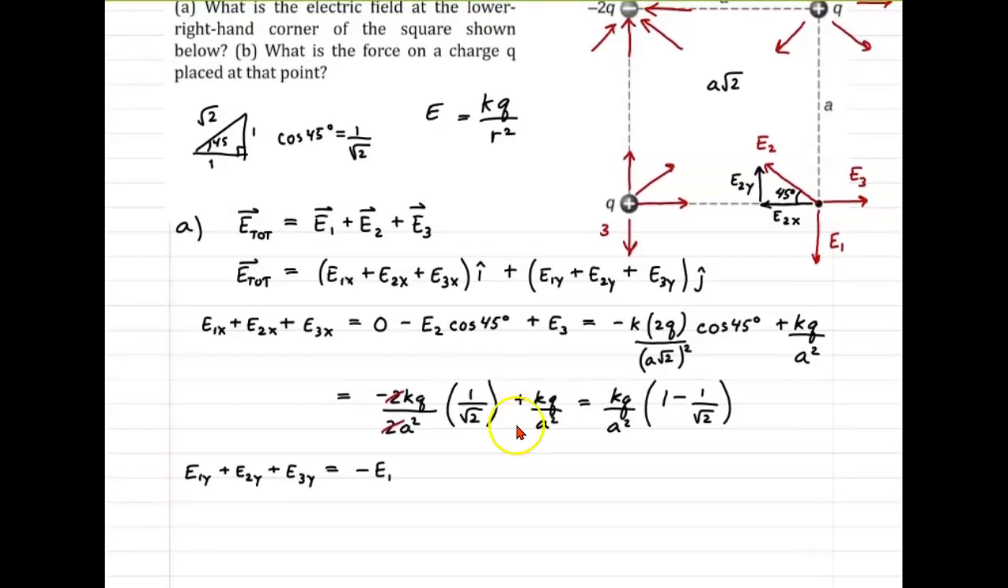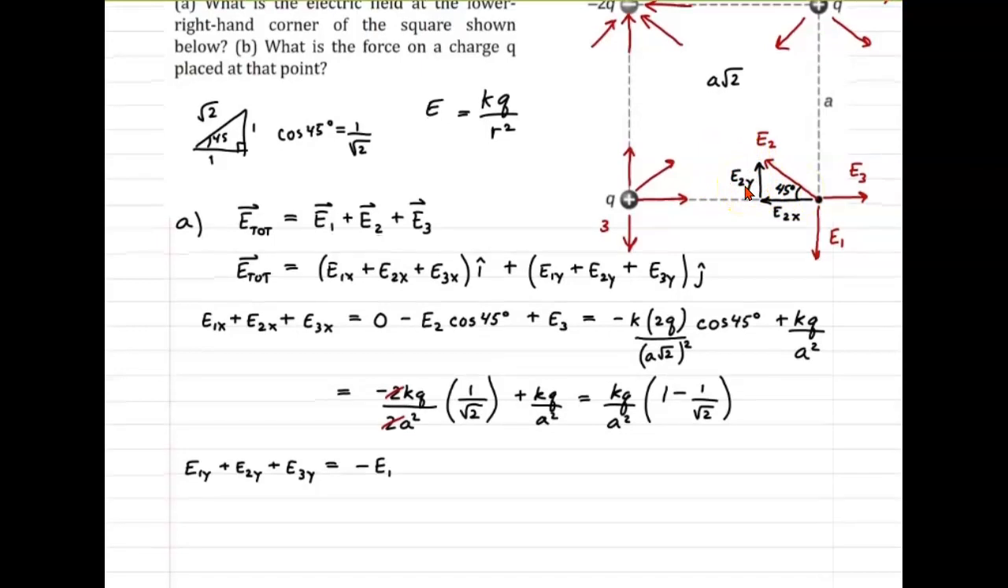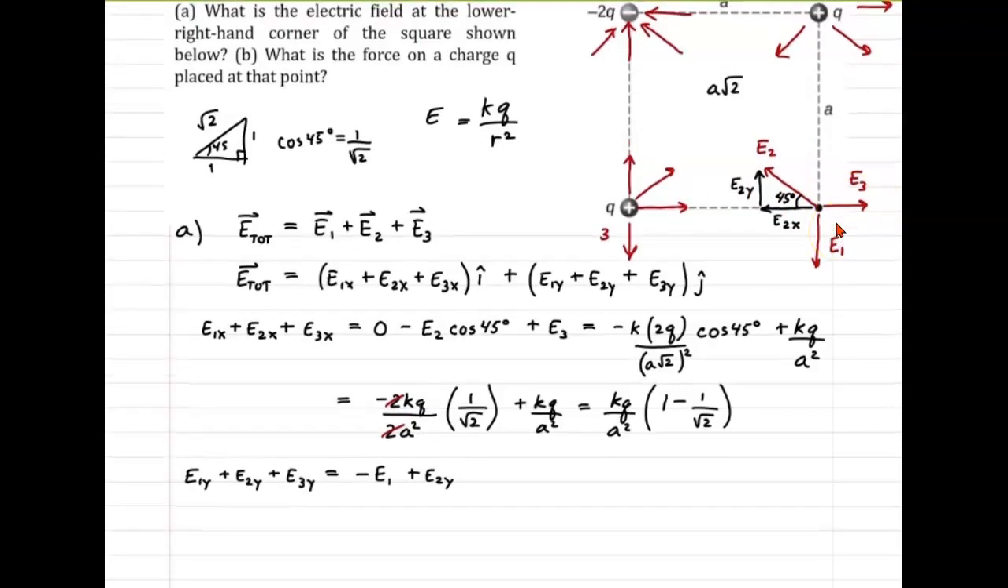Okay, next. E2 does have an x component, so it's not completely in the y, but the y component, we've shown here already, it's going up, so it's going to be positive E2y. And then last is E3. Now E3 has no y component, completely in the x, so we'll just put a zero there for it.